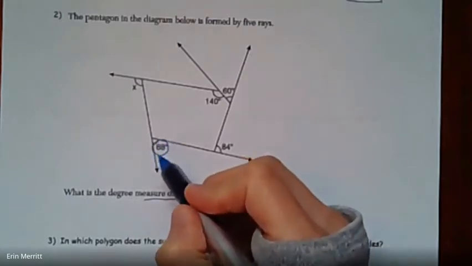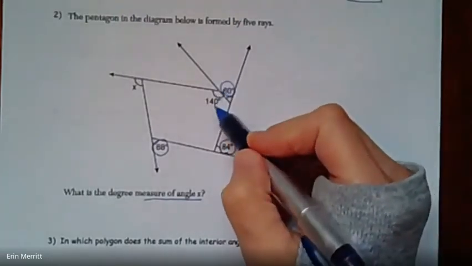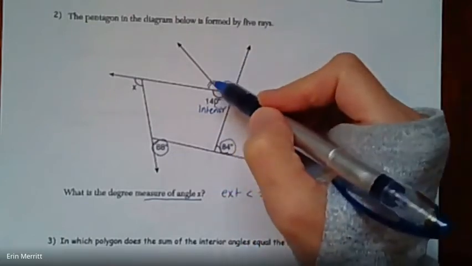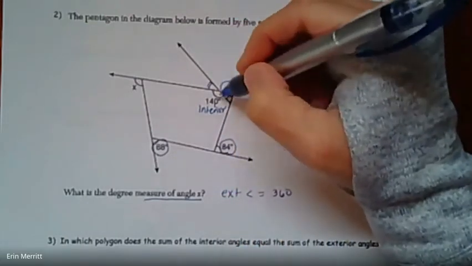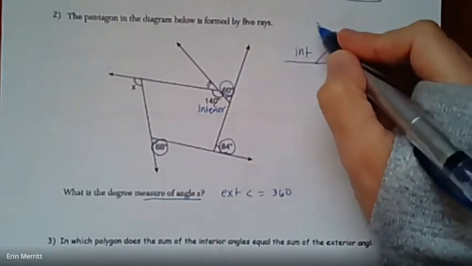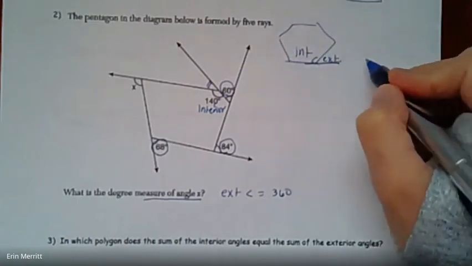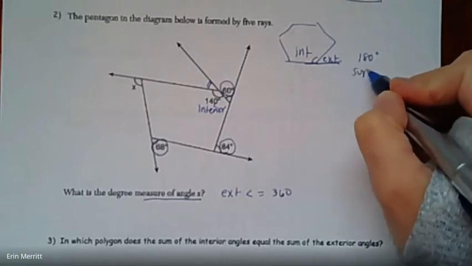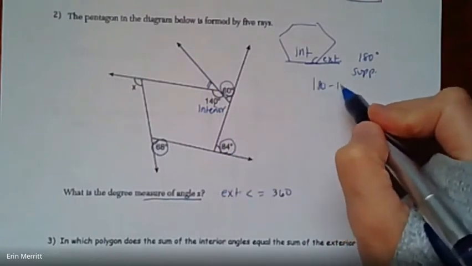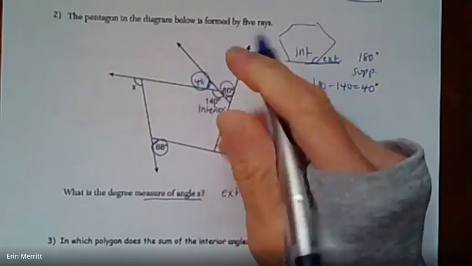So 68 is an exterior angle. So is 84. So is 60. 40 is an interior angle. To get the exterior angle, because they form a nice straight line together, any interior angle and its exterior angle together have to add to 180. They're supplementary. So the fact that you have 140 means the exterior angle is 180 minus 140, or 40 degrees right here. So that's the thing you need.